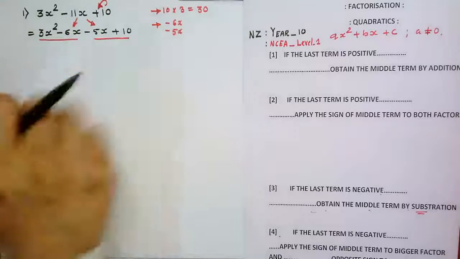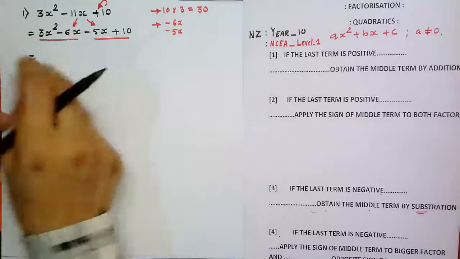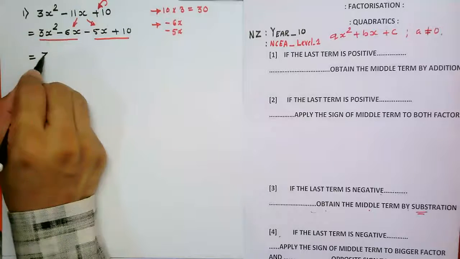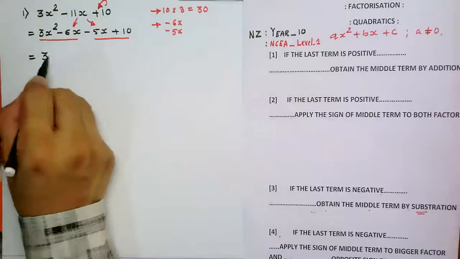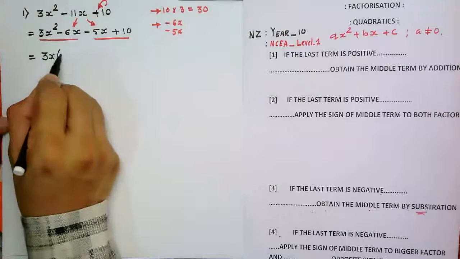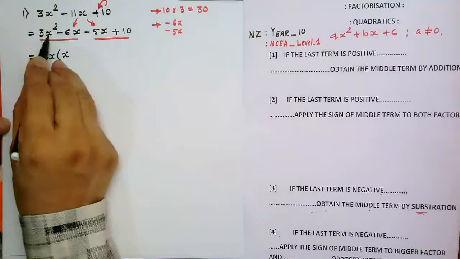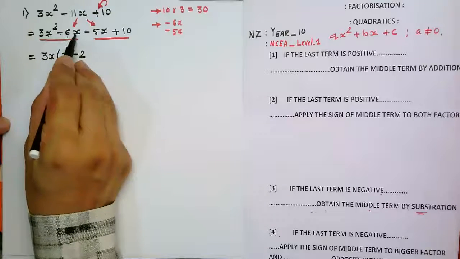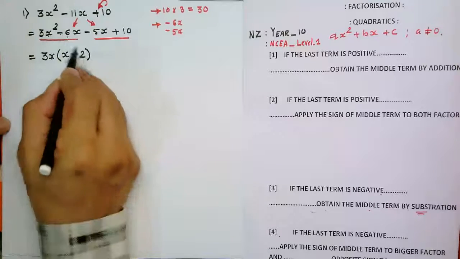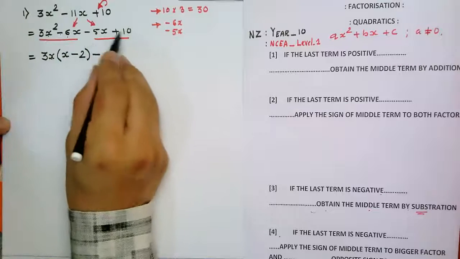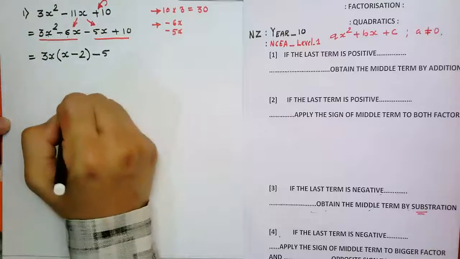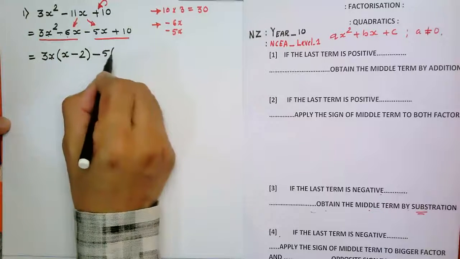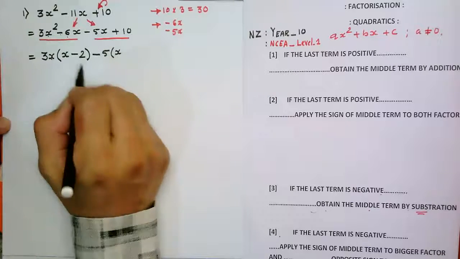Now, create two pairs and try to take something common from these pairs. 3 twos are 6, so 3 is common. x, so x is also common. So there remains x. x into x is x squared, minus 3 times 2 is 6. This x has been taken out. Minus 5 twos are 10. So 5 is common. x is not over here, so x cannot be taken common. 5 into x is 5x.